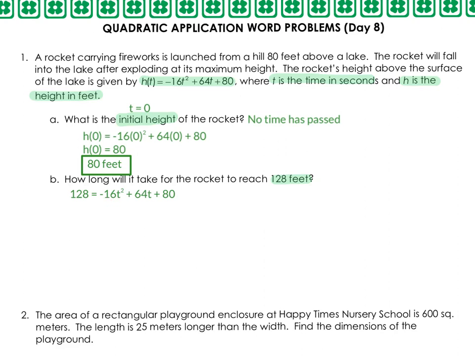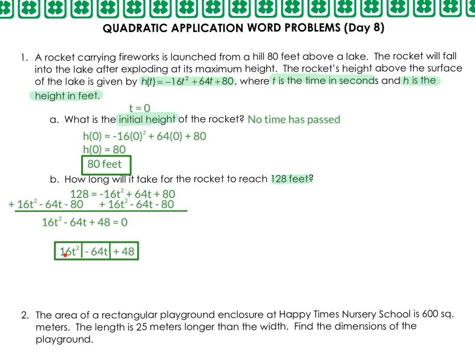Now, it wouldn't be wrong to subtract 128 to the other side, but then we would have a negative a value, and sometimes kids make mistakes by losing that negative value. So instead, I'm going to move all three of these to the other side. Now that I have this in standard form, I can choose an option to solve. I'm going to use factoring. Now, depending on your teacher, your factoring may look a little different because I use boxes to factor.